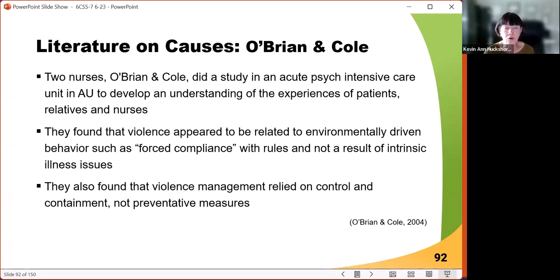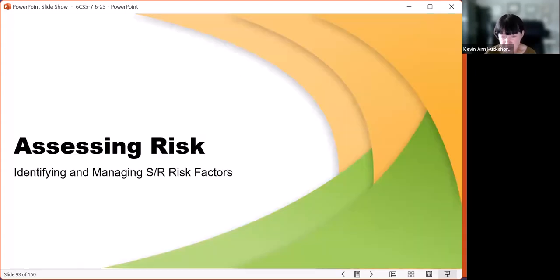O'Brien and Cole did a study on an acute psychiatric intensive care unit in Australia back in the 2000s, and they found that violence appeared to be environmentally driven by rules such as forced compliance: making your bed, standing in line, being quiet, taking your meds. It had nothing to do with the diagnosis of why the person was there in the first place. They also found that violence management relied on control and containment, and that there was no prevention in place.